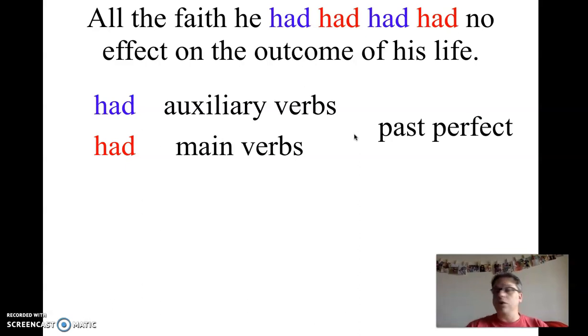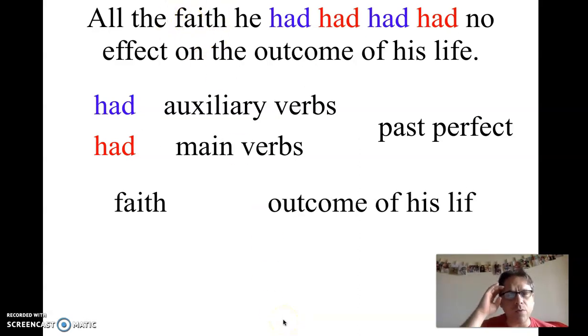This is also a little confusing because it's using the past perfect twice. Had, and had. And the past perfect helps us look at something that occurred once or more than once in the past, but was finished when another event occurred. And let's look at two parts of this sentence. The first part is faith. Okay, so we have the noun here. And the other one is a whole chunk of the sentence: the outcome of his life.